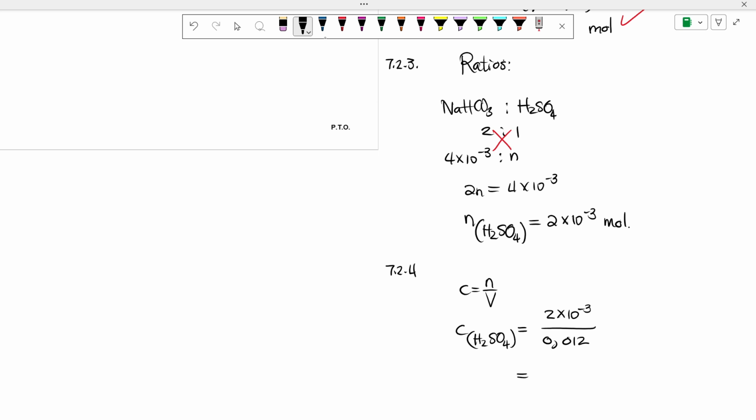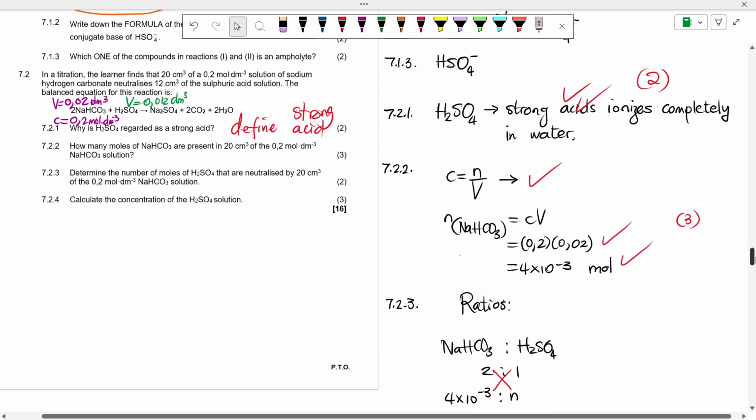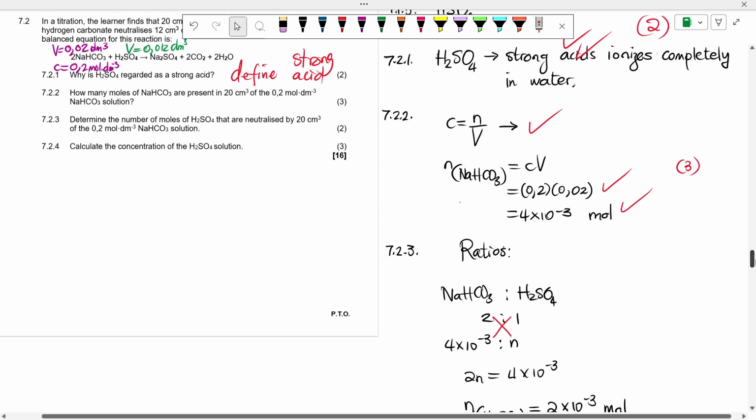0.16, okay, mole per decimeter cubed. And that is that. Any question on this particular question? No. All right, then, the question paper is pretty much done.